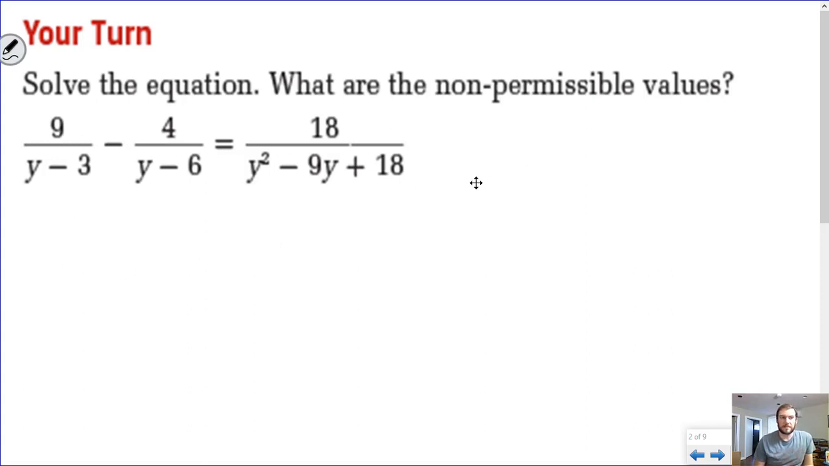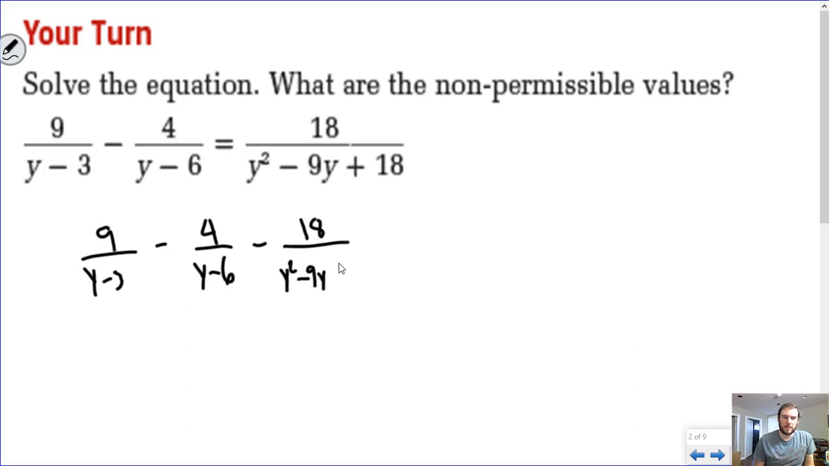So, same 4 steps or 5 steps as last time, right? First thing we're going to do is take this equation and get everything to the same side. So we get 9 over y minus 3, minus 4 over y minus 6, minus 18 over y squared minus 9y plus 18. And this is going to be equal to 0, right?